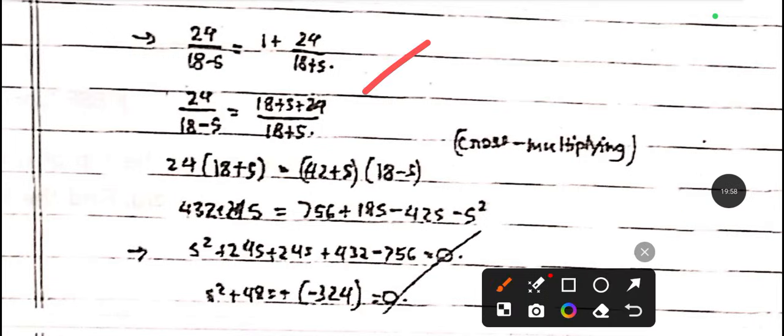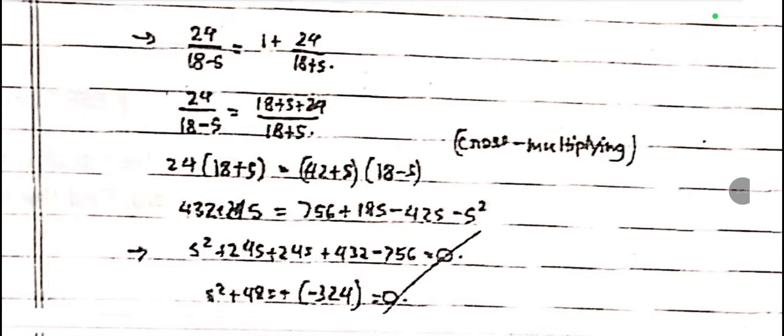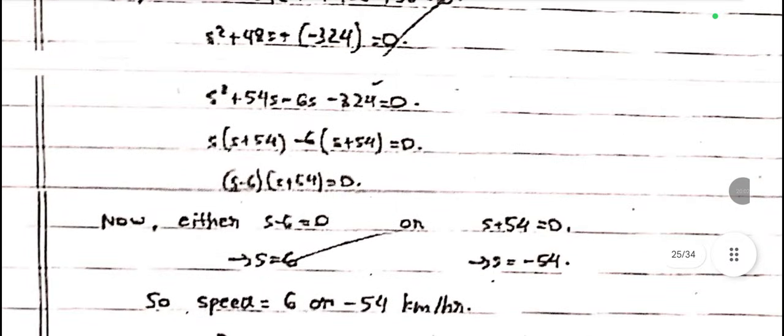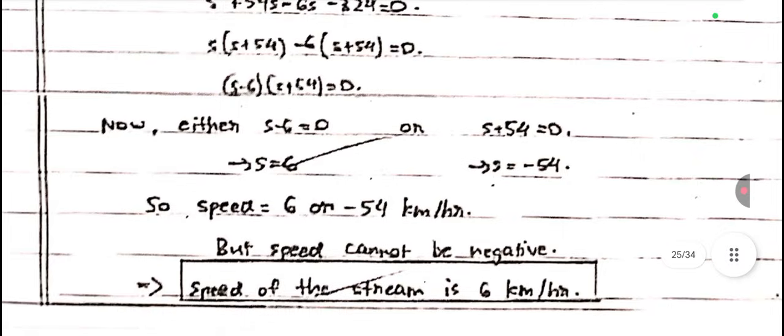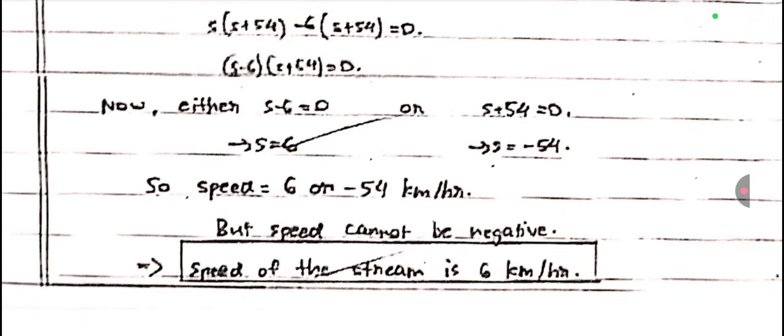24 by 18 minus s, 1 plus 24 by 2 plus 6. Simplify, get quadratic, solve. 6 or minus 54. Minus 54 is not possible, it's negative. Then you have to write the speed of the stream.